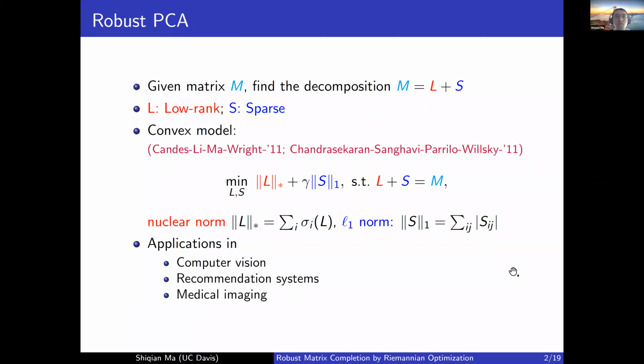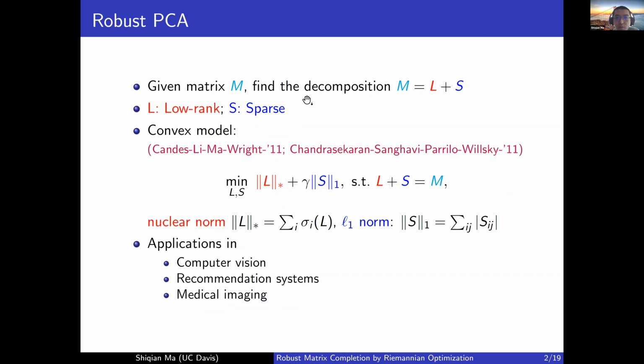All right, so let's start with robust PCA. In robust PCA, we're given a matrix M, and we want to find a decomposition M equal to L plus S, where we require L to be a low rank matrix and S to be a sparse matrix, right? So this is a classical problem.